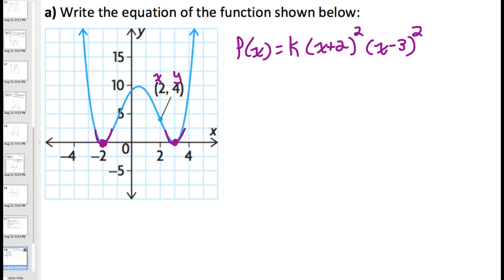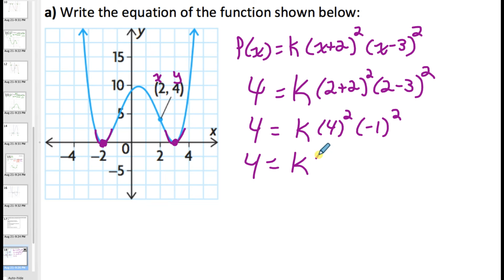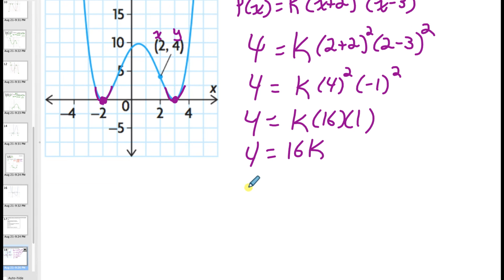So the value of y is 4, so replace p at x, which means the y value, with 4. We'll leave our unknown k, but then replace each of the x's with 2. And now we just solve for k. So 4 equals k. Make sure you follow BEDMAS. So do in brackets first. 4 squared, -1 squared. So I have 4 equals k times 16. Now I'm showing a ton of steps here. You don't have to show all of this. K times 16 times 1, well, that's 16k. Divide both sides by 16. I get k equals 4 over 16, which is a quarter. That 0.25 that we saw works.